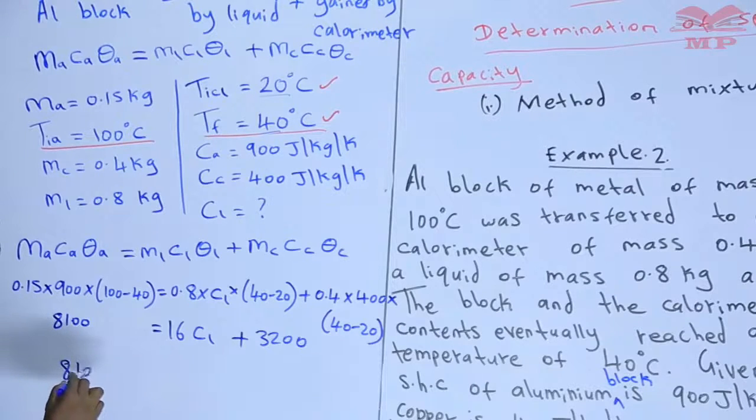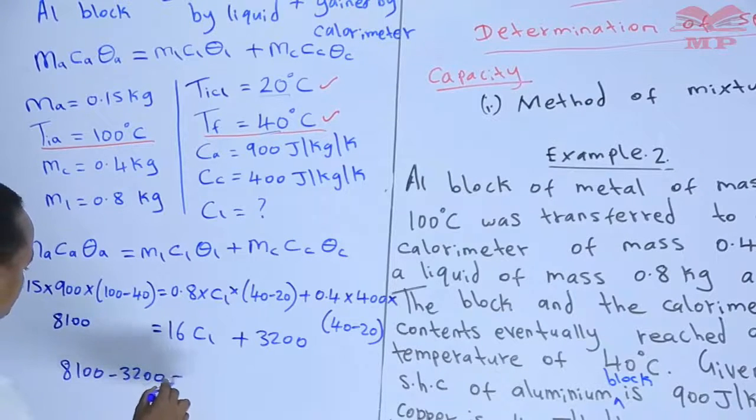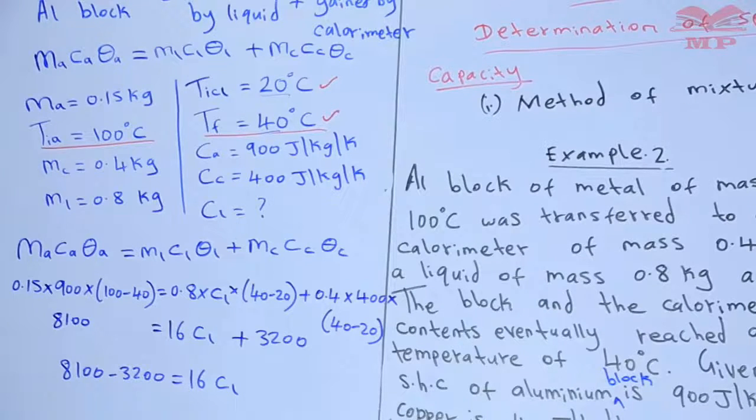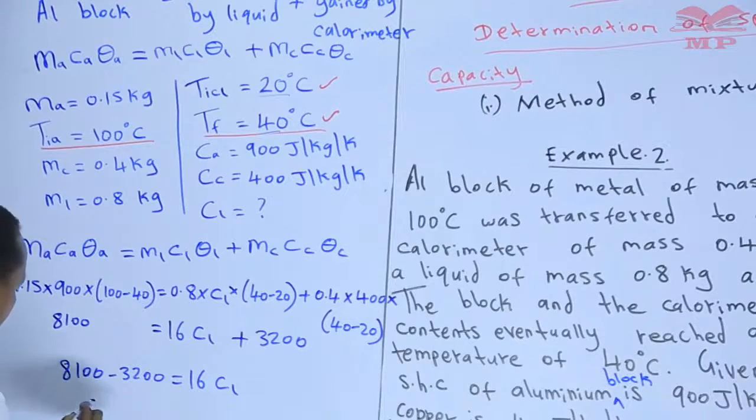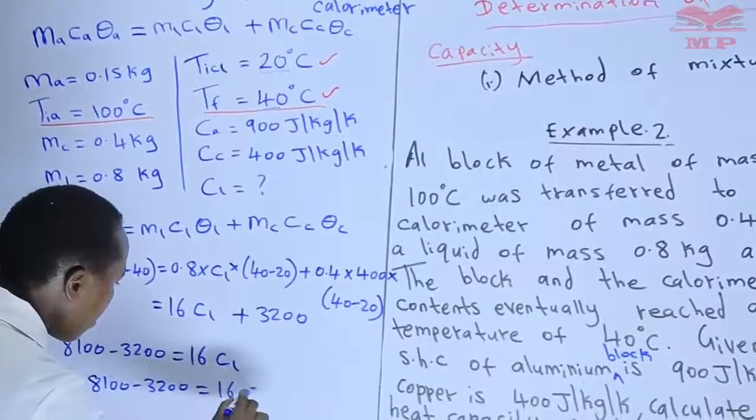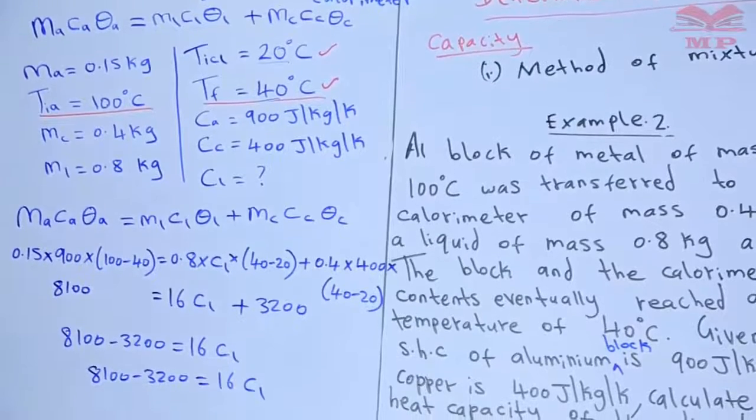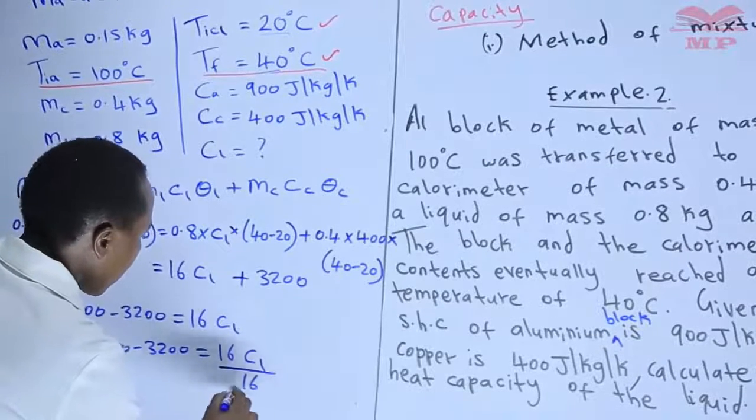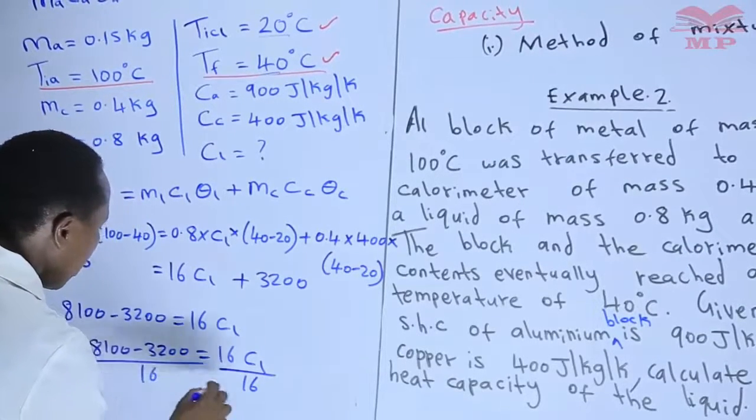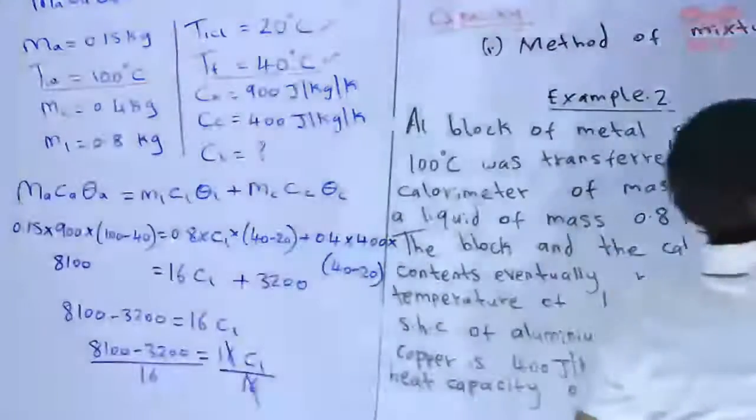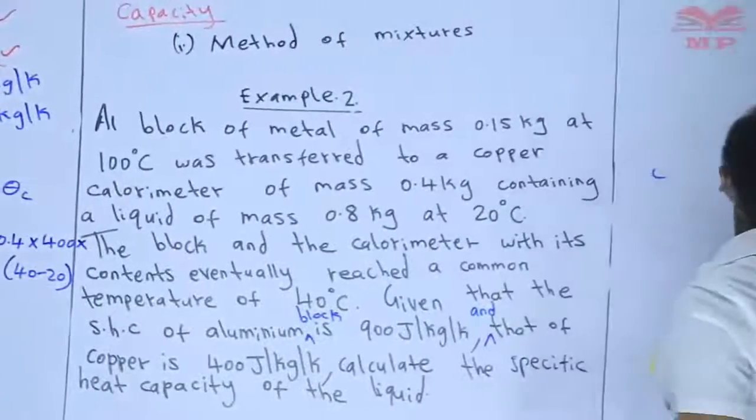So here we have 8100. We can take this to the other side, minus 3200, is equal to 16 multiplied by the specific heat capacity of the liquid. So we'll have 8100 minus 3200 equals 16 multiplied by the specific heat capacity of the liquid. To remain with the specific heat capacity of the liquid here, we divide both sides by 16, and that one will cancel.